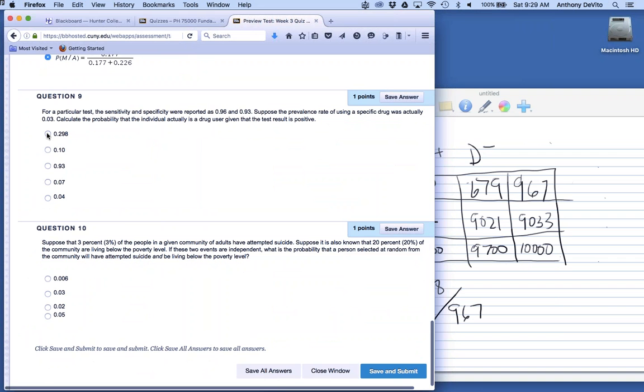29.8%. There we go. 0.298. Kind of a little obvious, right? They added that extra decimal point at the end. So now I'm going to repeat this using the formula.